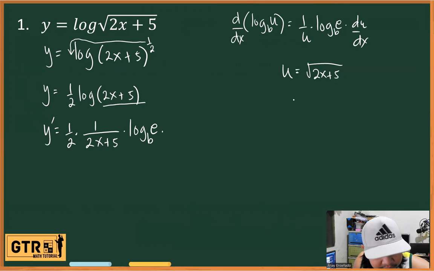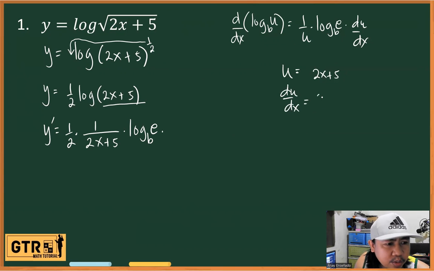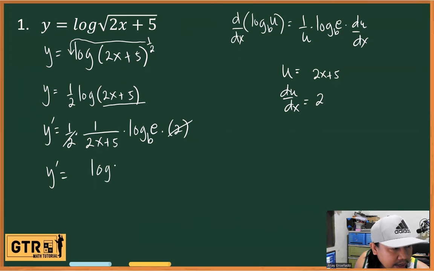Okay, so our u is not square root of 2x plus 5 but only 2x plus 5. So the derivative of u with respect to x is equal to 2, simply 2. So times 2. Then we will just simplify y prime. So we have 1/2 here and 2, so we can cancel out 1/2 and 2. So for the final answer, we have logarithm of e.